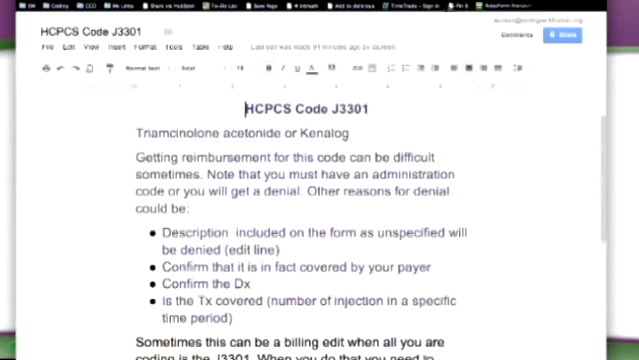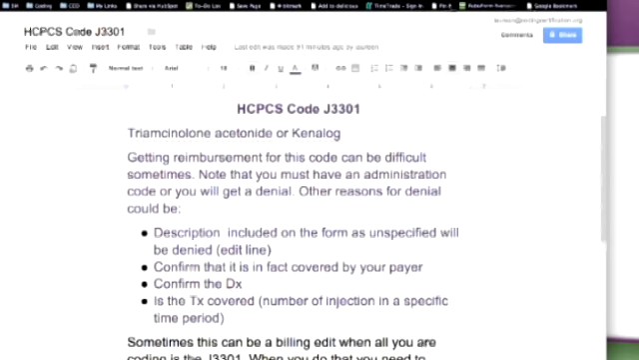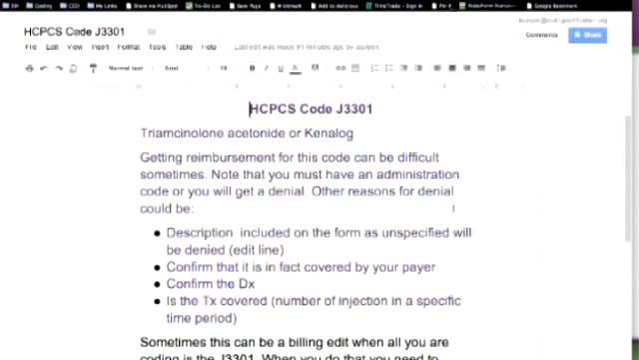One of the things you need to note, though, is that this is an injection. You cannot get paid unless you also use the administration code. Now, not knowing which administration code you're going to use, you might use 96372. I had a student that actually uses this code, and she said a few times they've tried to submit it and they left off the administration code. They always use 96372. She's got it memorized now because they use it so often. But make sure that you include that.